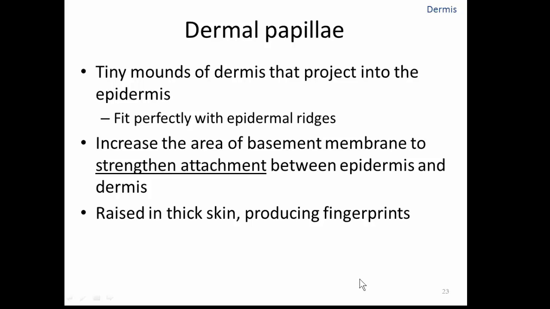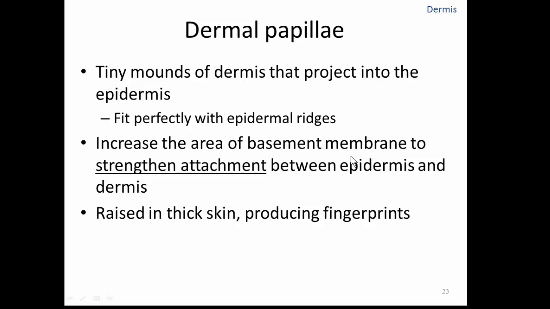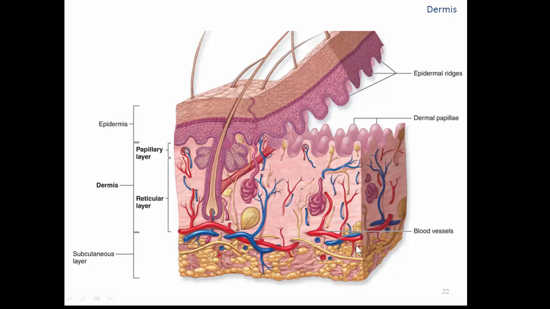I want to talk a little bit about the dermal papillae, which are those tiny little mounds of the dermis that are projecting into the epidermis. So these little bumps here, those are the dermal papillae. When you look at this picture, notice how perfectly the dermal papillae are fitting in with the epidermal ridges. So look up here and see how we have also little mound-like structures on the epidermis, right? Little mountains and valleys on the epidermis and little mountains and valleys on the dermis. And notice how when they come together, the mountains and valleys would fit perfectly together.